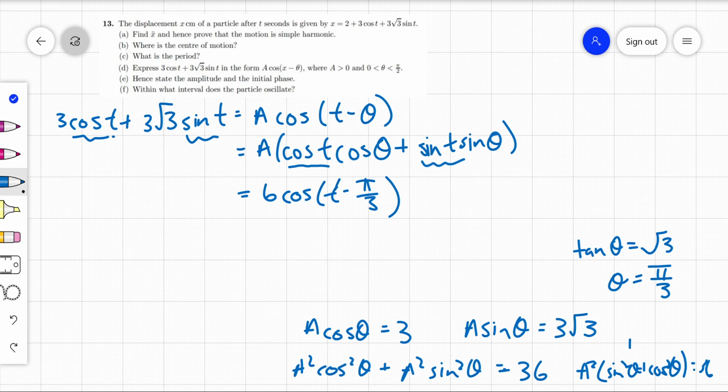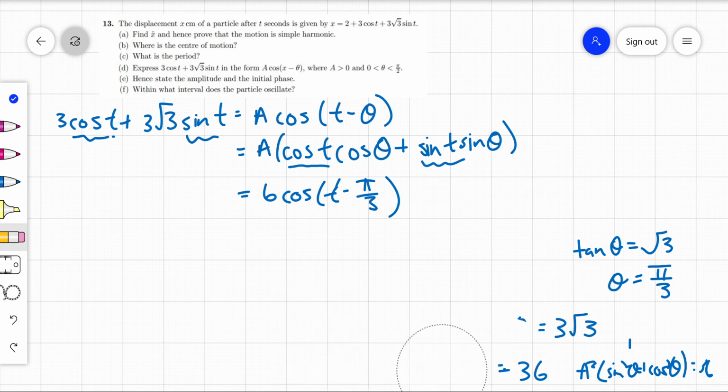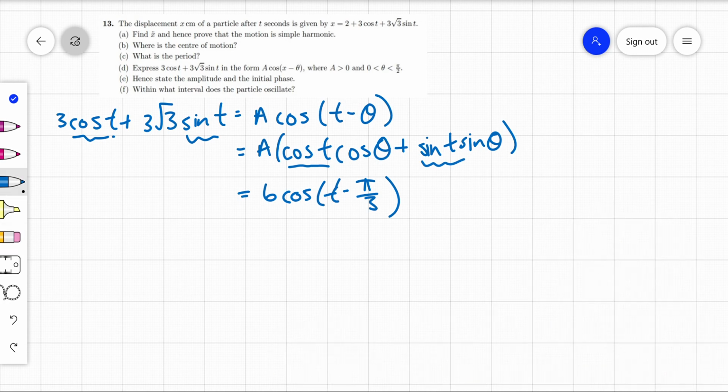I don't know how you've learned it, but you can do it any way you like. Most of it we can do in our head. So I'll get rid of this. Okay, so what does that tell us? What is the question? Hence state the amplitude and the initial phase, etc. Let me go back to x. So x is, don't forget, 2 plus 3 cos t plus 3 root 3 sine t, which is all this. So let's put 6 cos t minus pi on 3 in there.